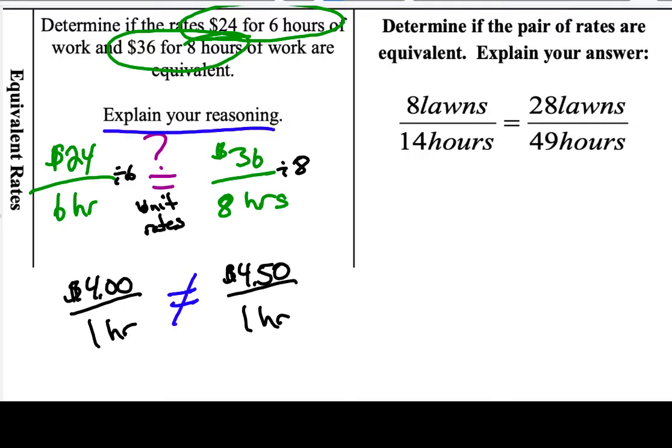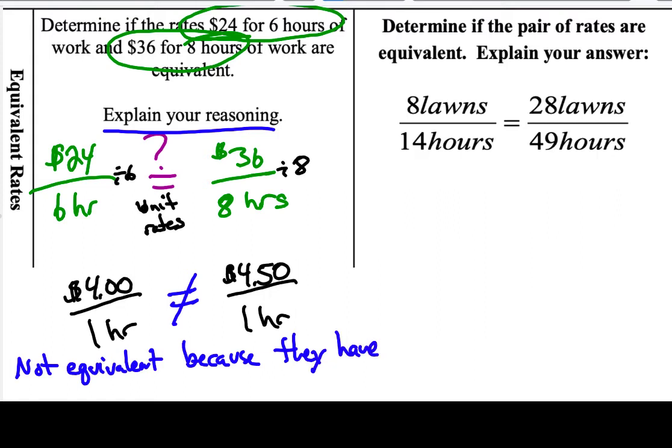So when it says explain your reasoning, it just means one quick sentence. It's not equivalent because they have different unit rates. Simple as that. So you set them up as rates, we turn them into unit rates, and then we compared them together.